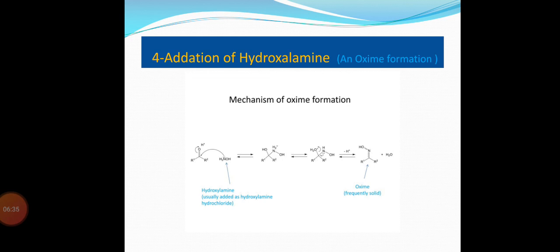Suppose if we react hydroxylamine with formaldehyde, then our addition product name is formaldehyde oxime. Or if we carry out the same reaction with acetaldehyde, then the name of the addition product is acetaldehyde oxime. If we react hydroxylamine with a ketone, then it is ketone oxime. So this is an important point for writing the name of the product.